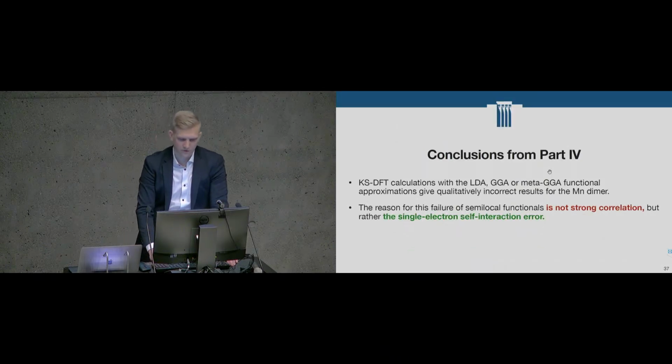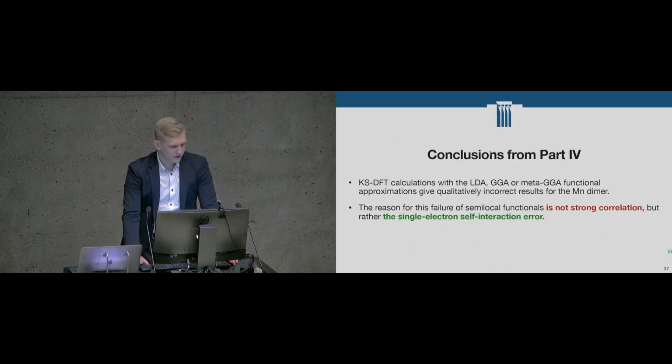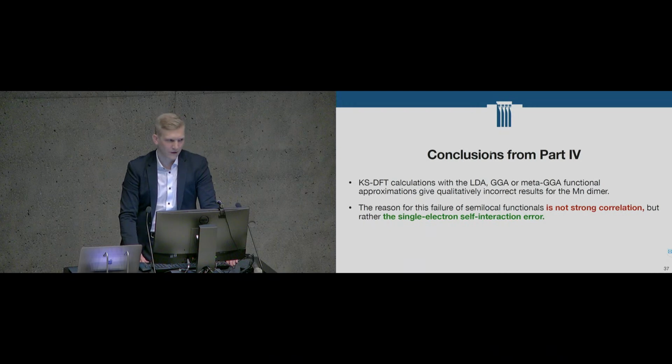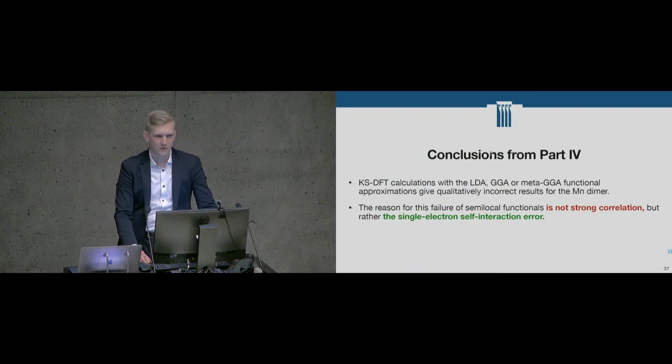So, this is the conclusion from part 4. Kohn-Sham DFT calculations with semi-local functionals have difficulties describing the manganese dimer. And if we apply self-interaction correction, we can accurately describe the state, and we think that the main reason is really self-interaction error and not strong correlations, which people often refer to when semi-local functionals fail.